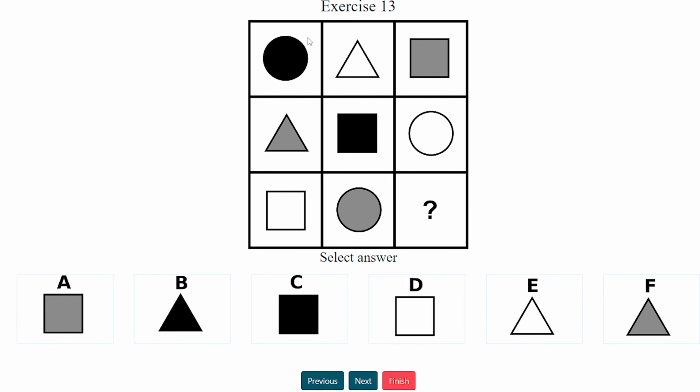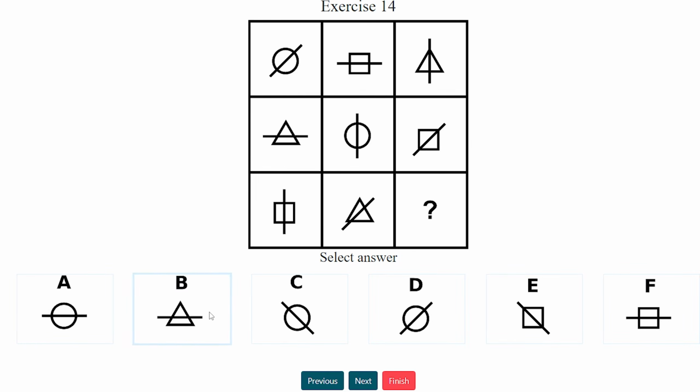So you have a circle here, and then it shifts to the left, meaning the triangle is here, and then it shifts to the left, meaning the square is here. So it's going to be a black shape, and the only shape we don't have is the triangle, so it has to be the triangle.